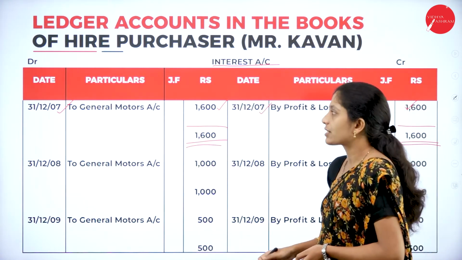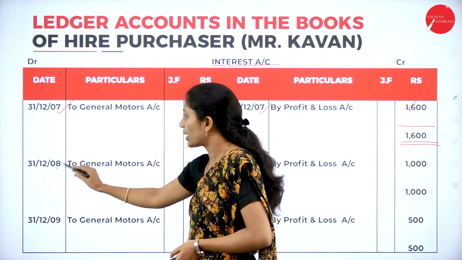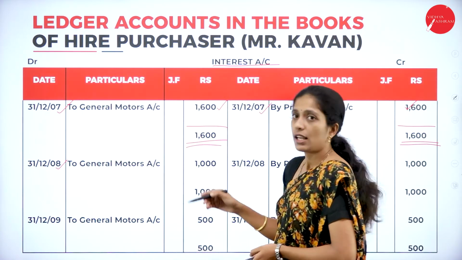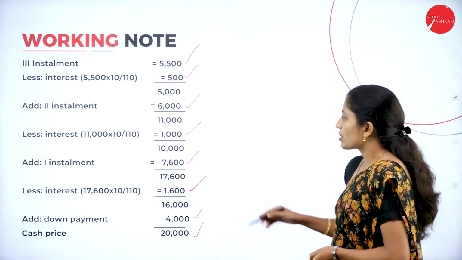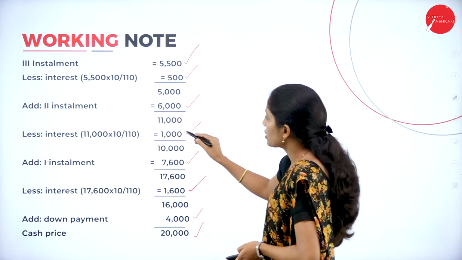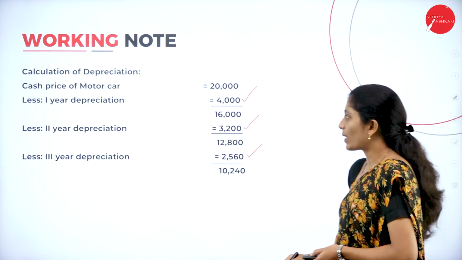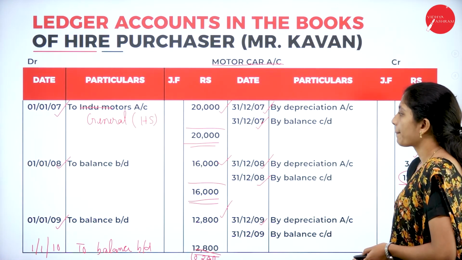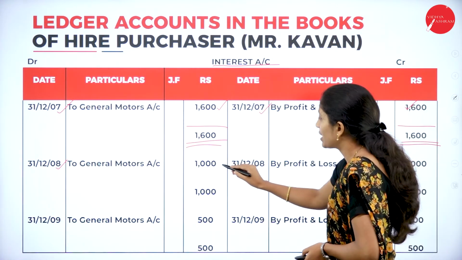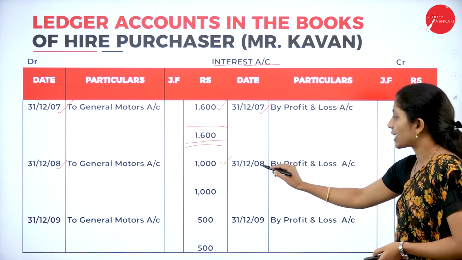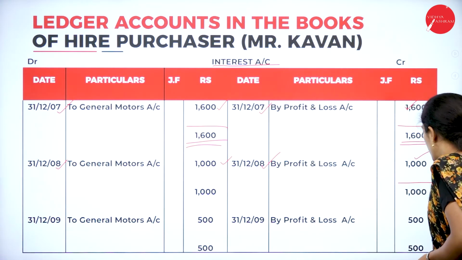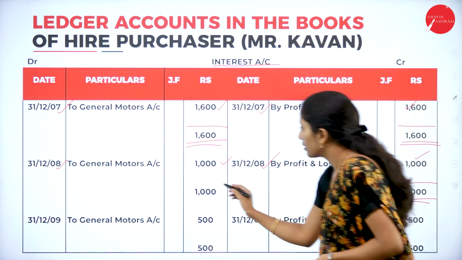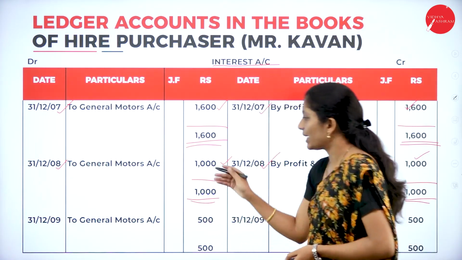Now coming to the next year. In the same way 31st/12/08 to General Motors account. What is your second year interest? So second year interest is how much? That is 1,000. So write this 1,000 and transfer this 1,000 to profit and loss account. That is end of 2008 by profit and loss account 1,000. So your total of debit and credit side will be equal.